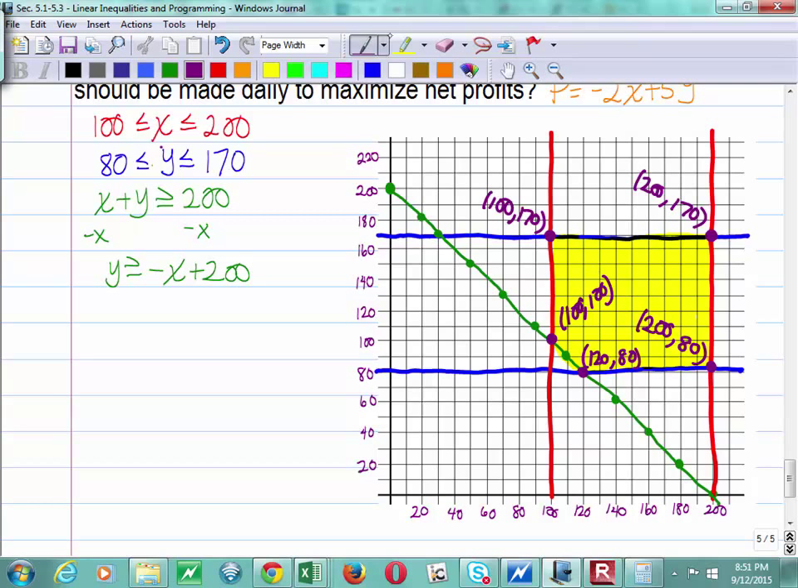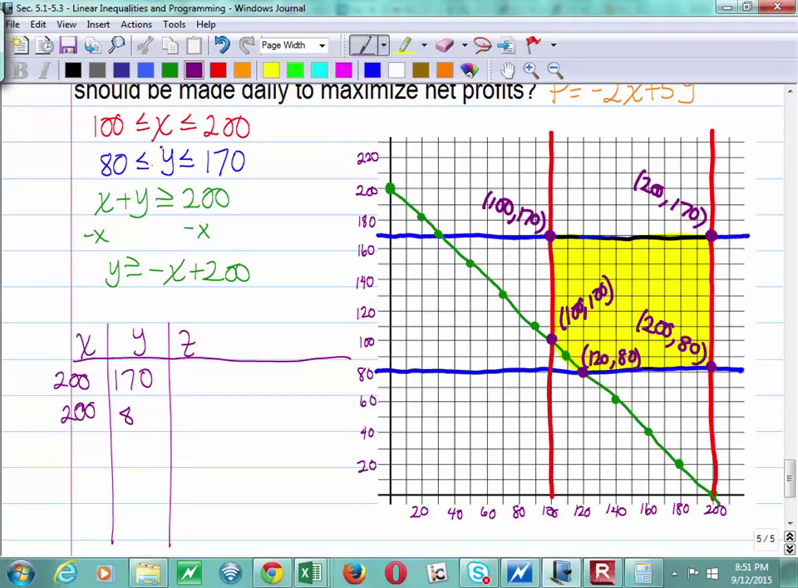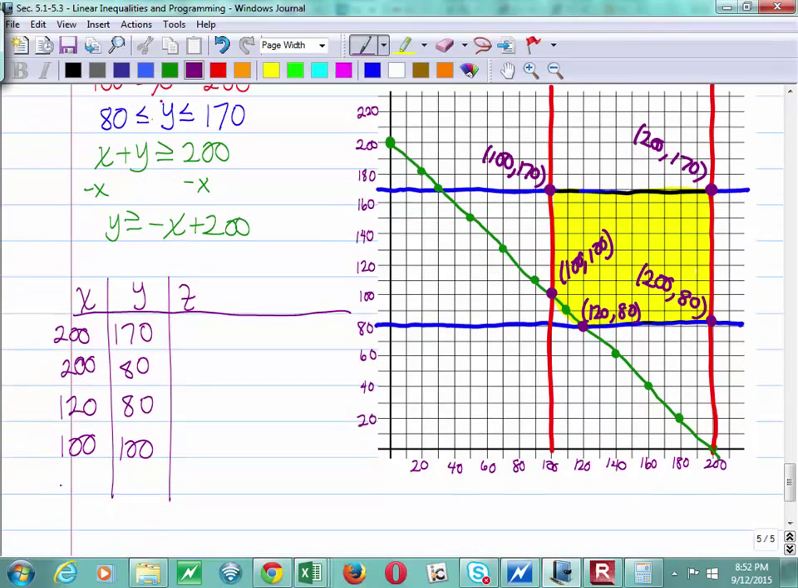Alright, so let's make a table. X, Y, and Z. Okay, so we have 200, 170, 200, 80, 120, 80, 100, 100, and 100, 170.